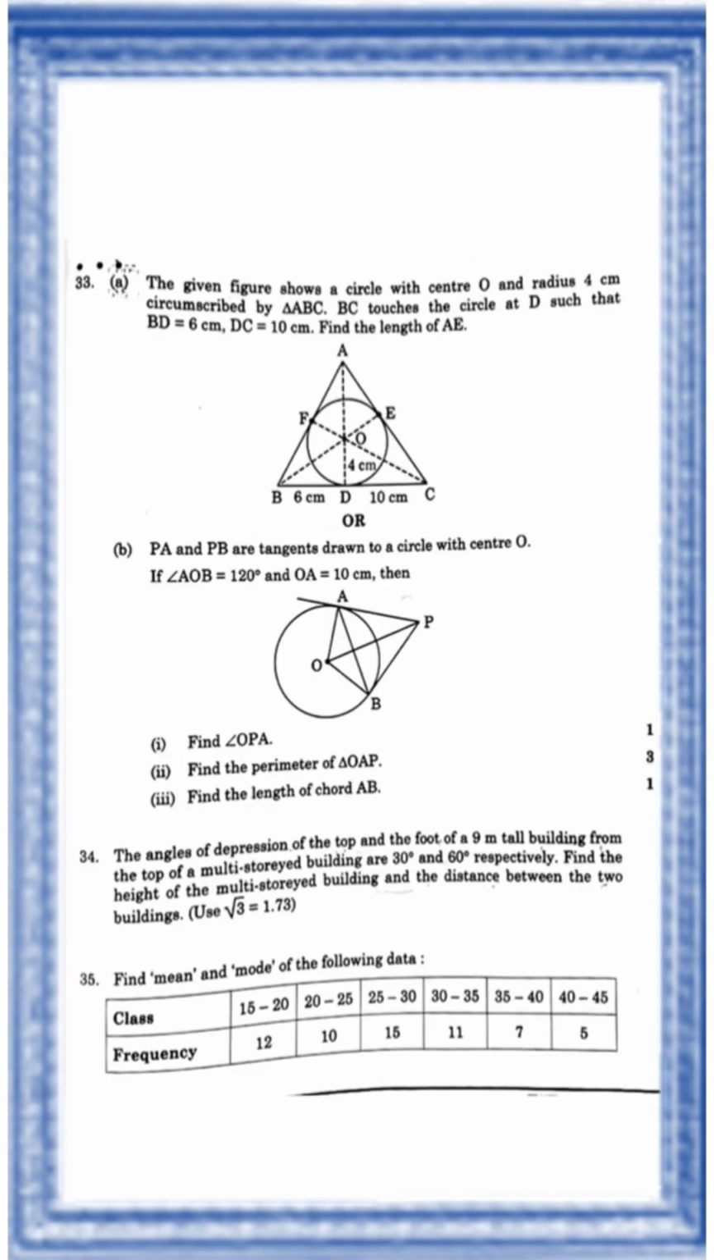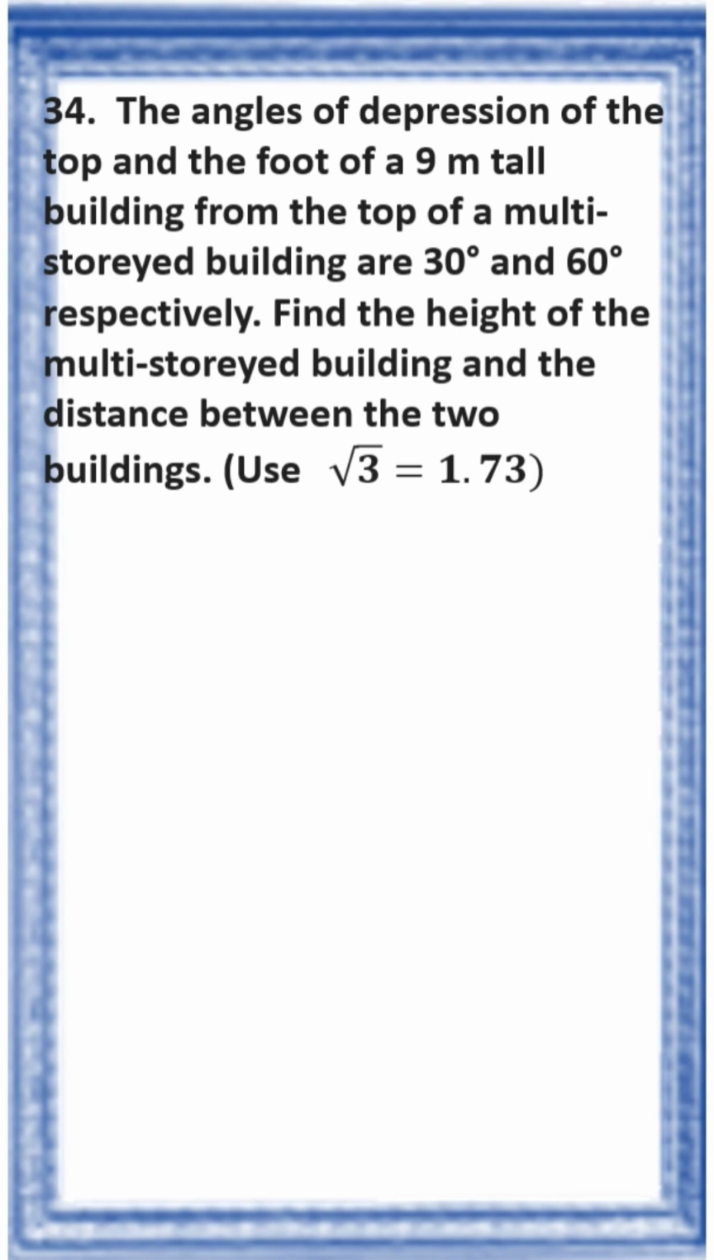Now let us solve the 34th question. The question is, the angles of depression of top and the foot of 9-meter tall building from the top of multi-storied building are 30 degree and 60 degree respectively. Find the height of the multi-storied building and the distance between the two buildings. Use root 3 is equal to 1.73.